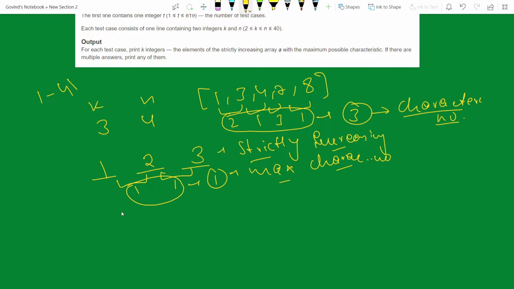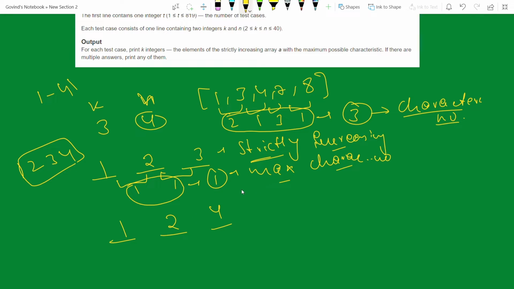Let's try with some other examples. It is also given that we can use only the numbers from 1 to n. Here n is 4, so we can use the numbers 1, 2, 3 and 4. We cannot use 5 here. Let's take another example. If we take 1 here, then a 2 here and a 4 here, it is valid because all these numbers are from 1 to n, and it is strictly increasing as well.